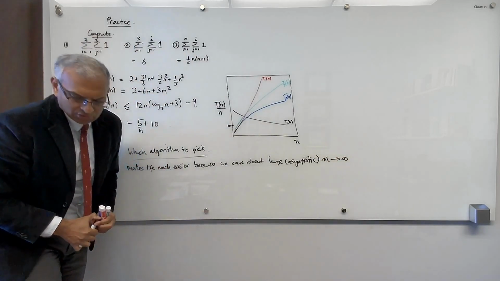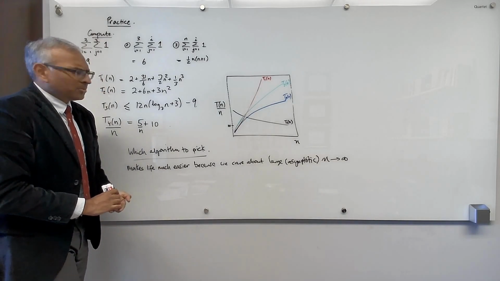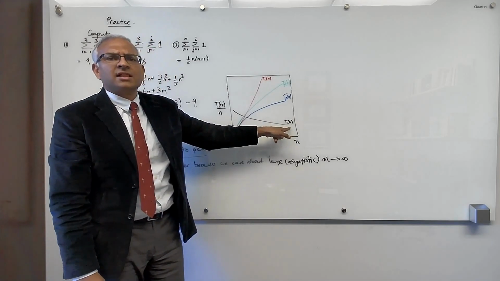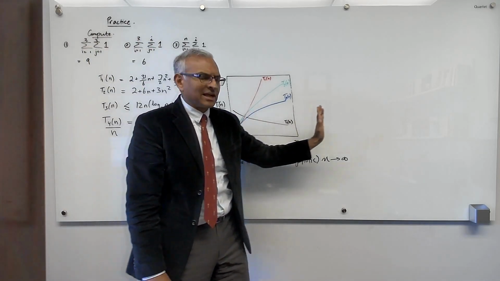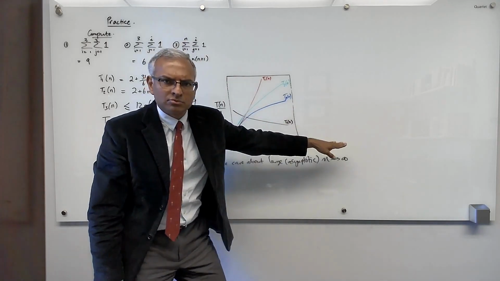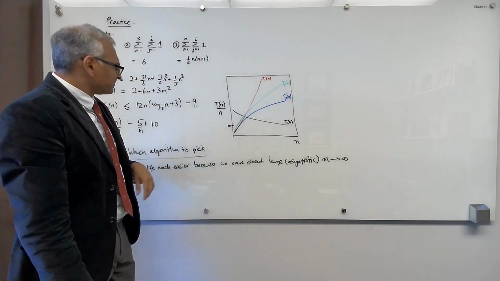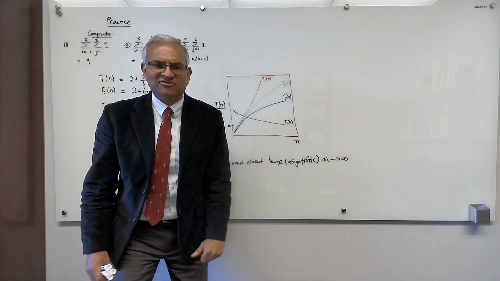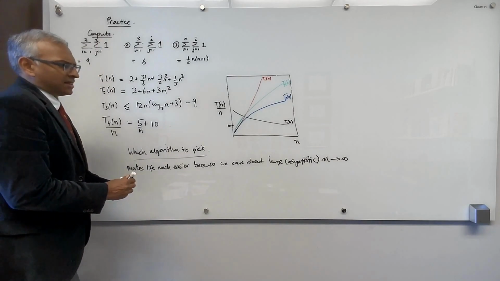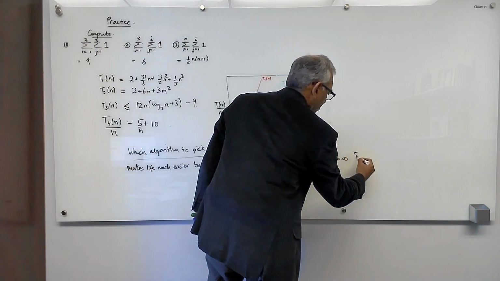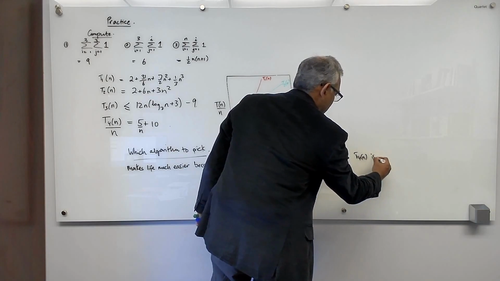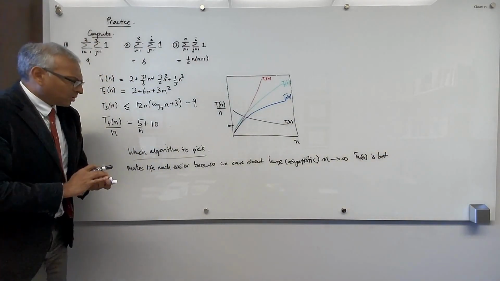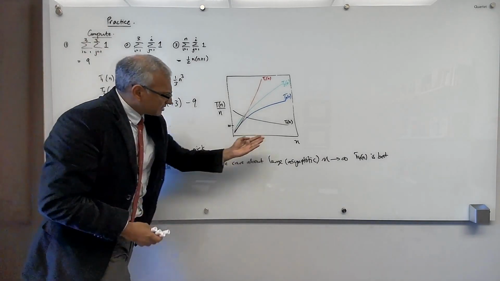And once we realize that, we immediately notice that in this regime, it's clear that this algorithm is the best when n becomes large. This guy's coming down to 10. So the running time is basically approaching 10n, and all those other guys are going off to infinity. So algorithm T4 of n is best in this asymptotic regime.